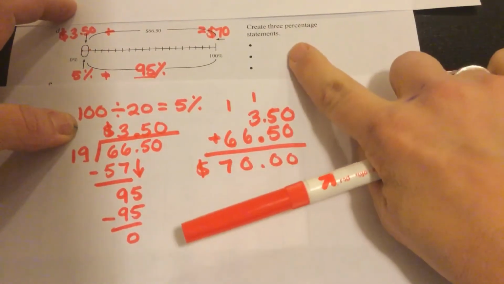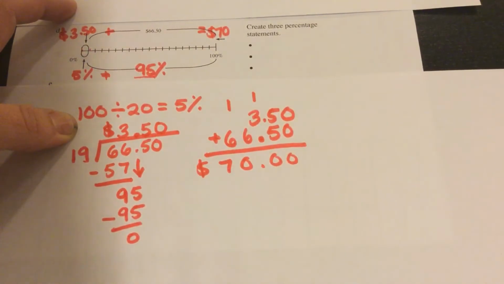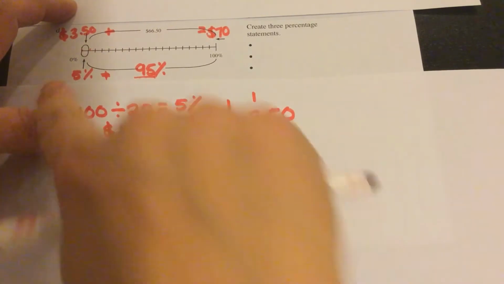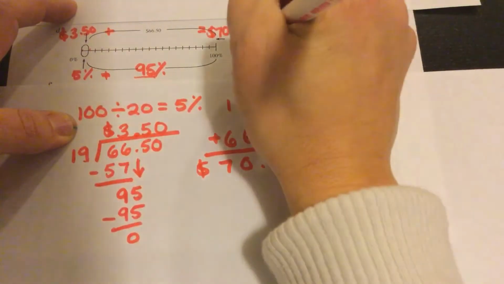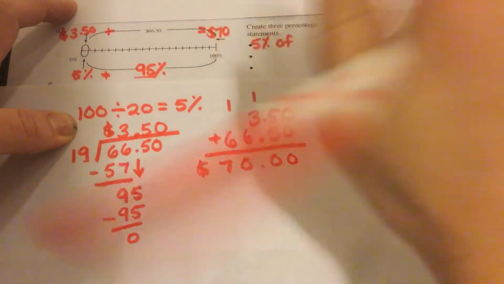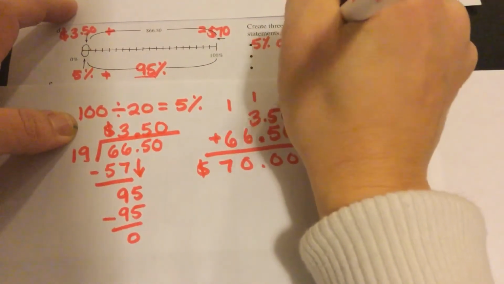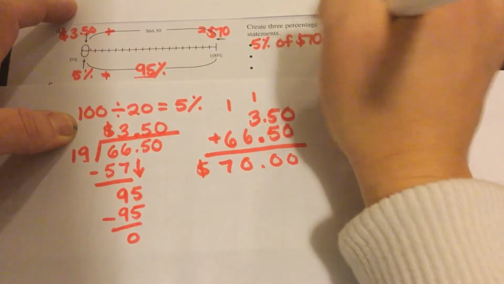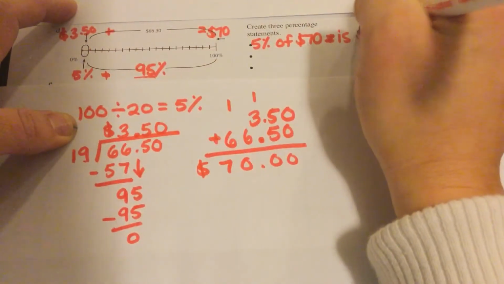The final step for letter D is to create 3 percentage statements. So I'm going to just use the percentages that are already given to me. I'm going to start with 5%. 5% of the total, $70, is, which means equals, and 5% matches up with $3.50.